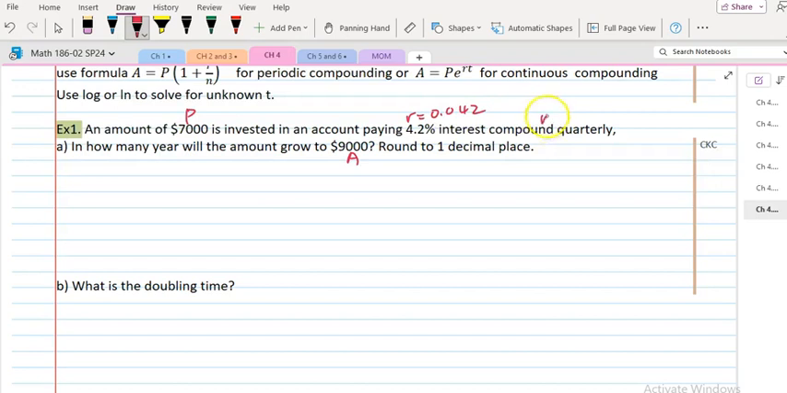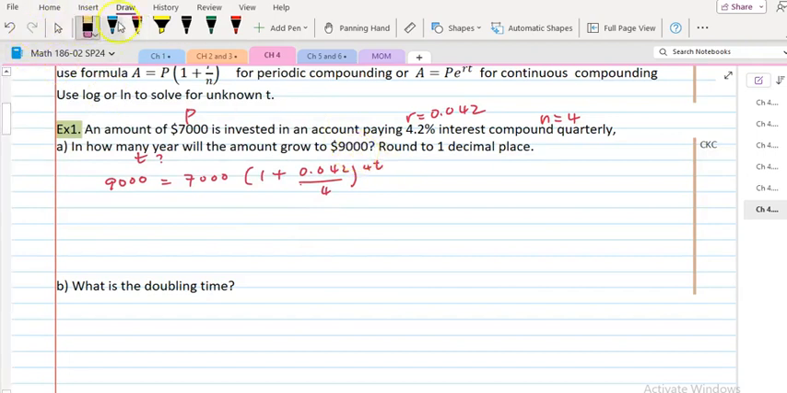Compounded quarterly means every year I get 4 times of interest, but how many years, that means time, is the unknown. So I'll set up the equation, which is 9,000 because that's A, equal to 7,000, the initial value, times (1 plus 0.042 divided by 4) to the 4t, right? So maybe I'll erase this A that gets in the way. Just say A here. So this is the equation. The t is in the exponent, so obviously it's an exponential equation.